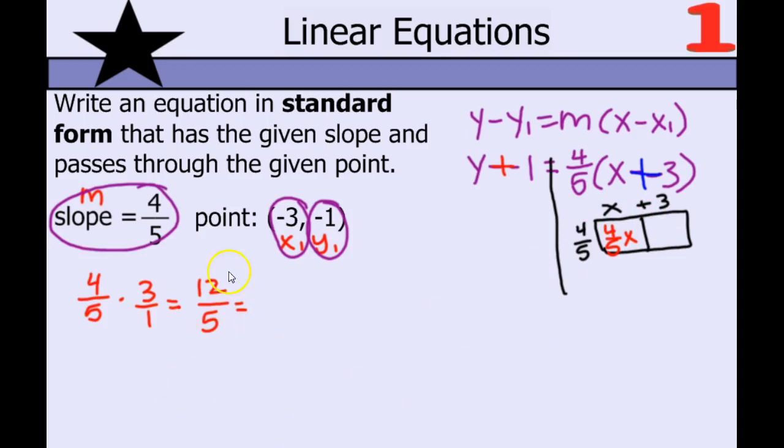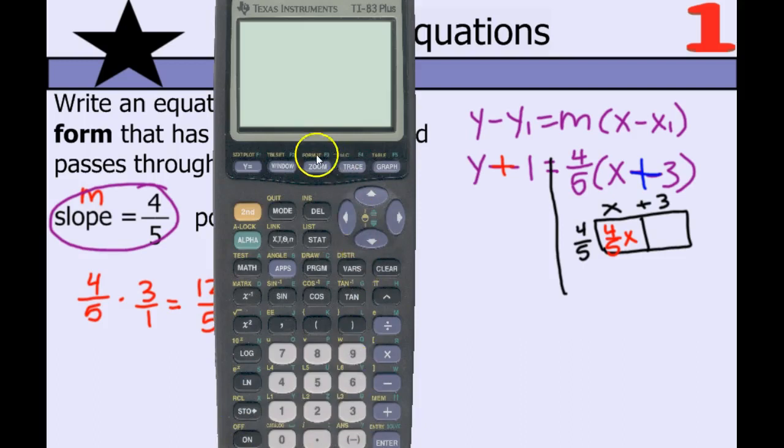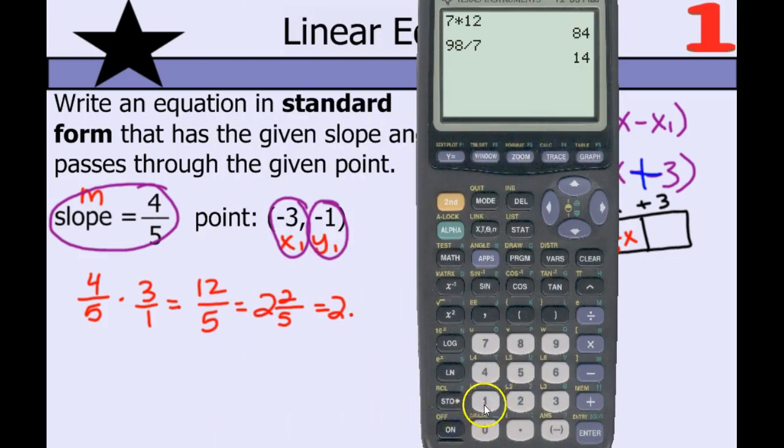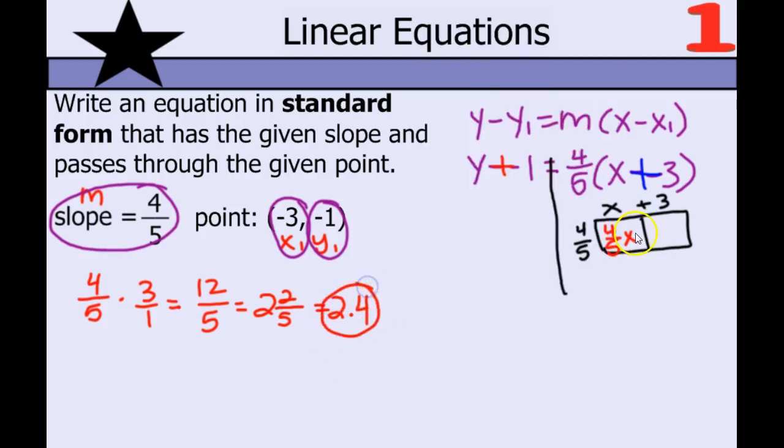If you wanted to leave it in terms of a fraction, 5 goes into 12 2 times, and there'd be 2 pieces left over, so 2 and 2/5. Or if we plug that in our calculator, 12 divided by 5 would be 2.4, because 2/5 is 0.4, so we have 2.4. So plus 2.4. So I have y plus 1 equals 4/5 x plus 2.4.